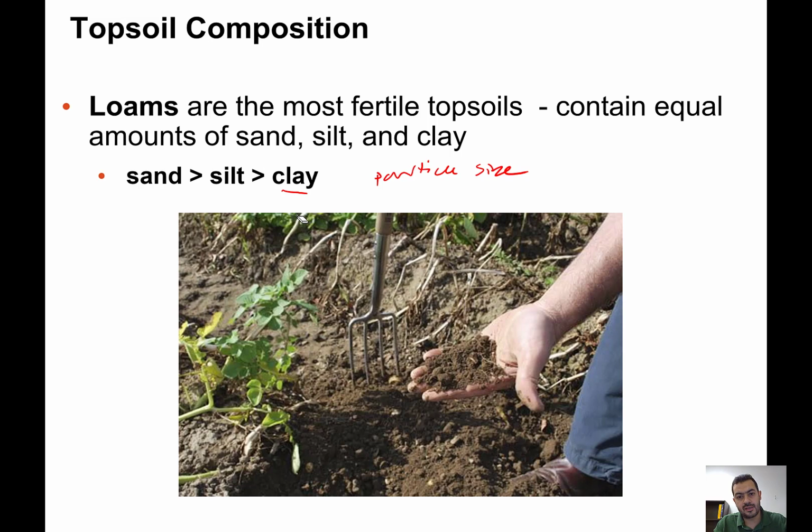The other disadvantage is that because of the compact structure, the penetration of the root into a soil that is rich in clay will be hindered, and because of that we will have a shallow root, which may affect the ability of this root to absorb water and nutrients. Because of that, the most fertile topsoil is the one having a combination of the three different particle sizes: sand, silt, and clay. And as we said, the loam is the one that has an equal amount of each of the three particles.